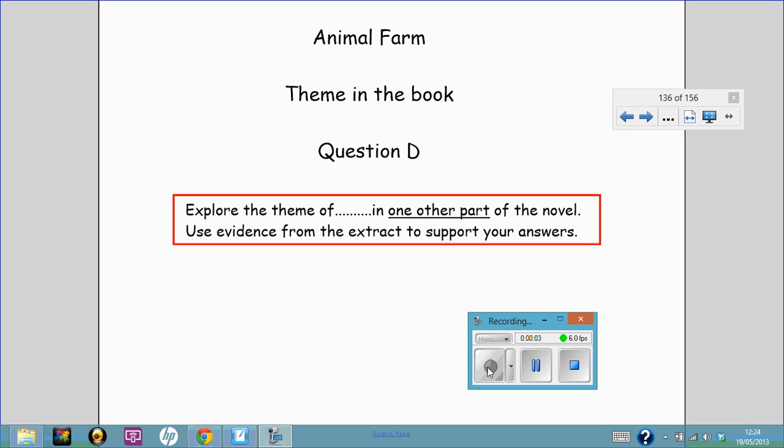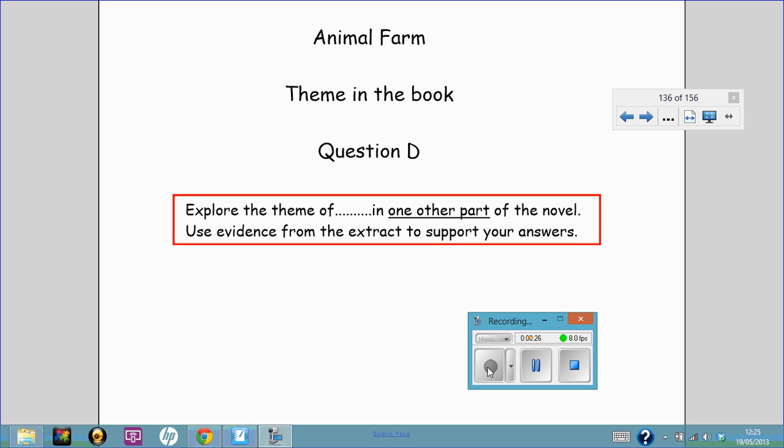The final question in the Animal Farm section of the exam requires you to talk about a theme in one other part of the novel. And that's really important. If you choose a couple of different places in the novel to talk about, then the examiner is only going to mark the first place that you start to talk about. So you must make sure that you only choose one other extract.